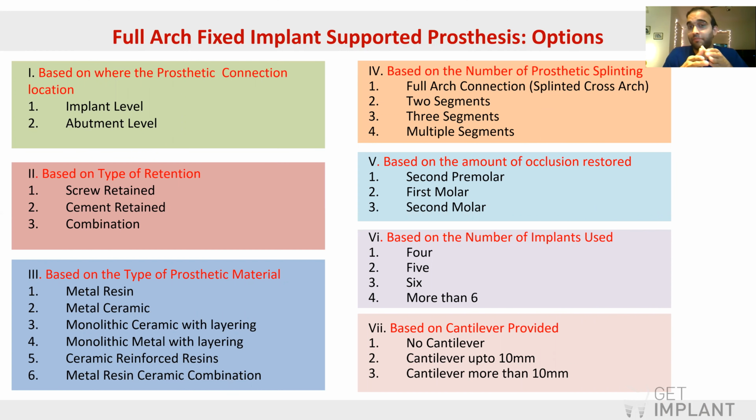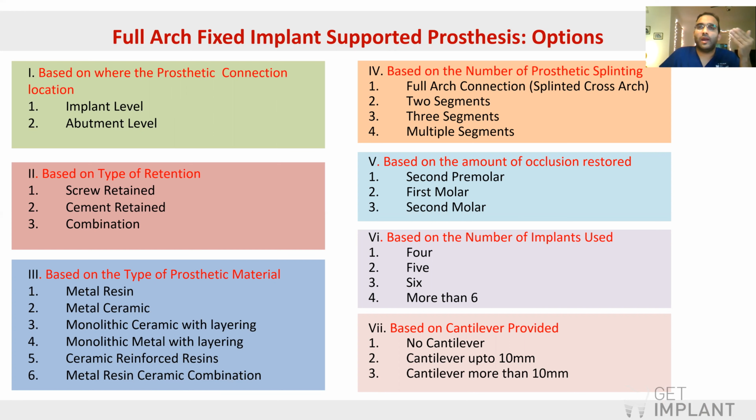We can see how many parts our full arch has been split into. We can base it on the amount of occlusion that has been provided. It can be all on 4, 5, 6, 8, I've seen 10 and 12 as well. So there's just a lot of different things that can be done. Do we give cantilever or not? In this, I just want to touch on the two main aspects, which is based on the prosthetic connection.